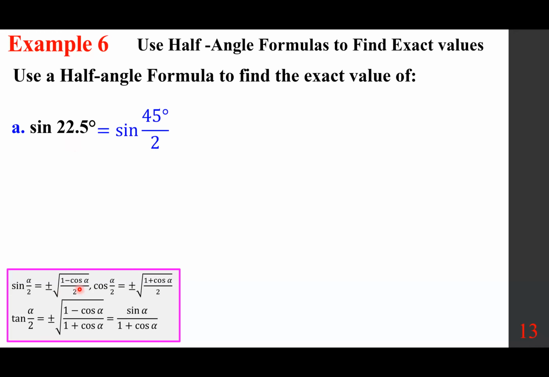which is using this formula: plus or minus the square root of 1 minus cosine alpha over 2. However, 22.5 degrees, class, we all know it's in quadrant 1 and it's positive, right? So we just take the positive one. And cosine of 45, everybody knows it to be square root of 2 over 2. It's a common arc.